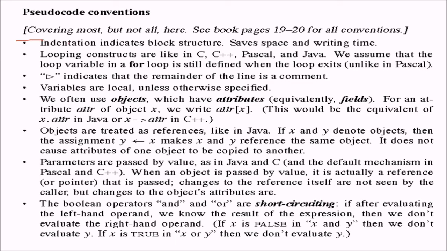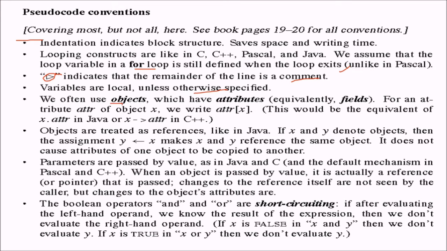First is indentation. This indicates the block structure, as you have seen in the pseudocode, and it saves space and writing time. We also have looping constructs. They are just like C, C++, Pascal or Java, and we assume that the loop invariant in a for loop is still defined when the loop exits. That is not the case in Pascal. This symbol indicates that the remainder of the line is a comment, and variables are local unless they are specified.